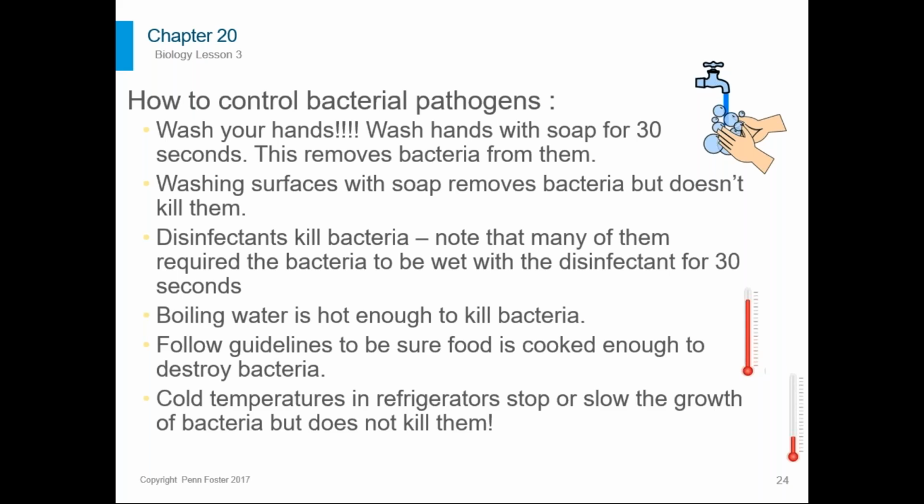And cold temperatures stop or slow the growth of bacteria. So refrigerators are kept cold enough to stop bacteria from growing. It doesn't kill them, but it prevents them from spreading.